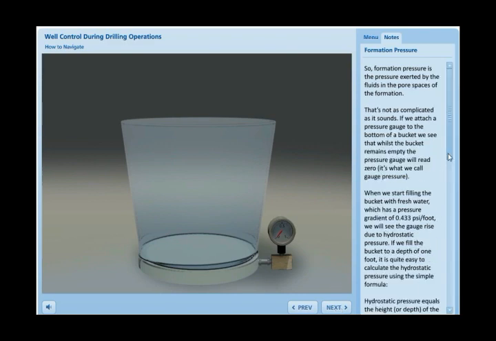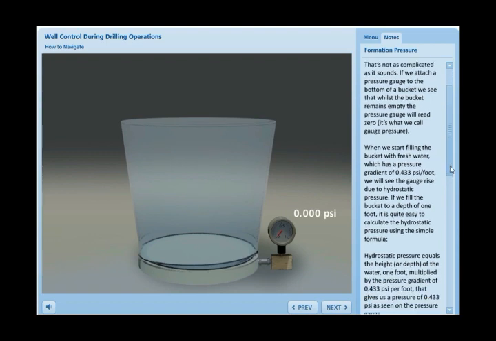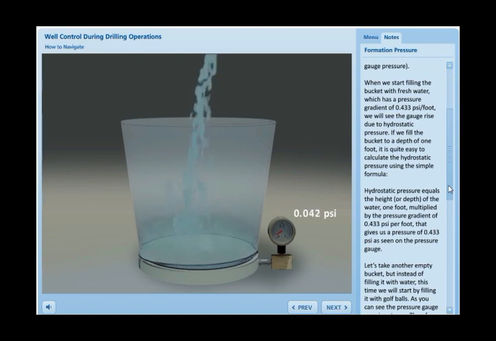So, formation pressure is the pressure exerted by the fluids in the pore spaces of the formation. That's not as complicated as it sounds. If we attach a pressure gauge to the bottom of a bucket, we see that whilst the bucket remains empty, the pressure gauge will read 0. It's what we call gauge pressure. When we start filling the bucket with fresh water, which has a pressure gradient of 0.433 psi per foot, we will see the gauge rise due to hydrostatic pressure.